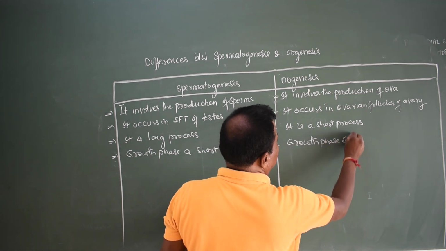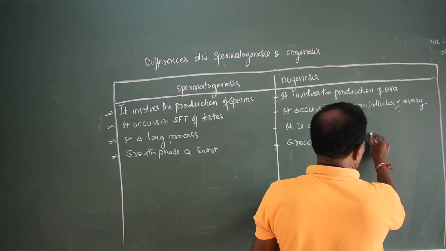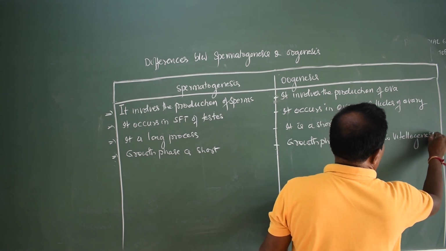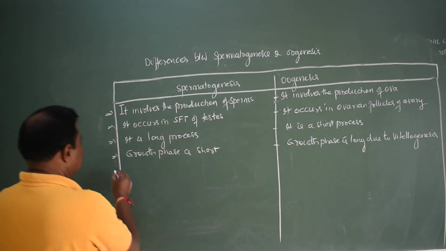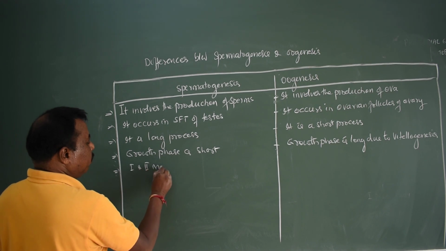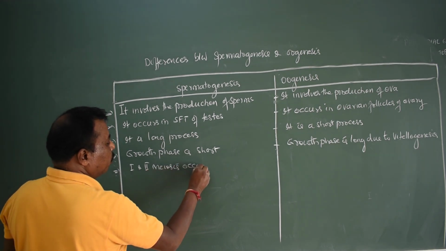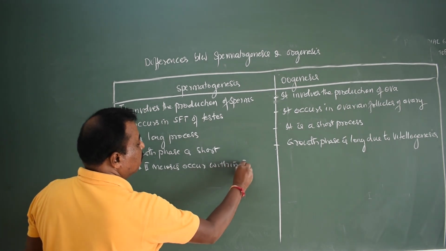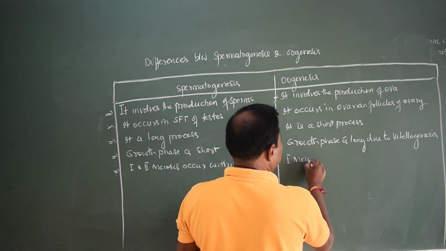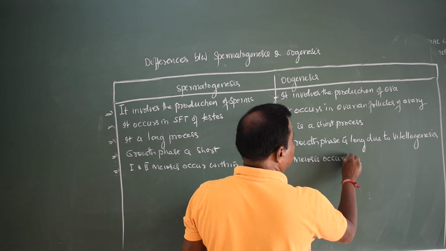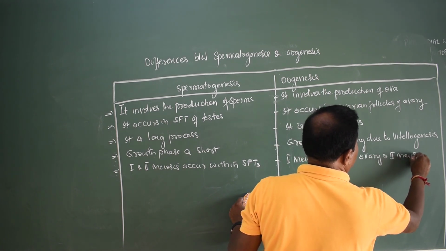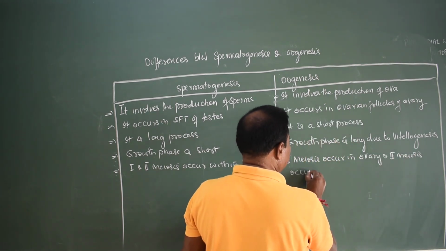The growth phase is long in oogenesis due to vitellogenesis. And again, in spermatogenesis the first and second meiosis occur within the seminiferous tubules, and in oogenesis the first meiosis occurs in the ovary and the second meiosis occurs in the fallopian tube.